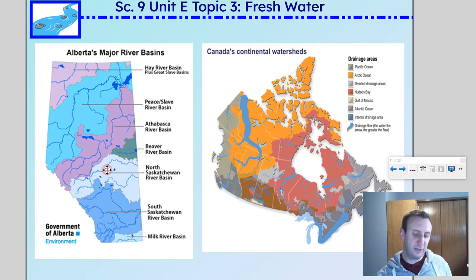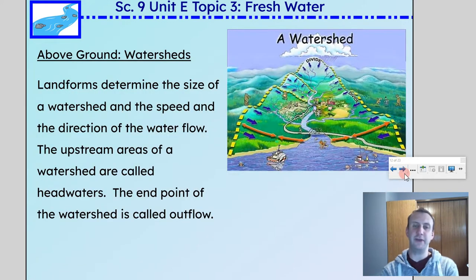So basically you pick your body of water, right? And then from there you figure out the watershed of what's feeding into that body of water. Talking more about watersheds, landforms determine the size of a watershed and the speed and direction of the water flow. The upstream areas of a watershed are called headwaters, at the very top, and the end point of the watershed is called the outflow.